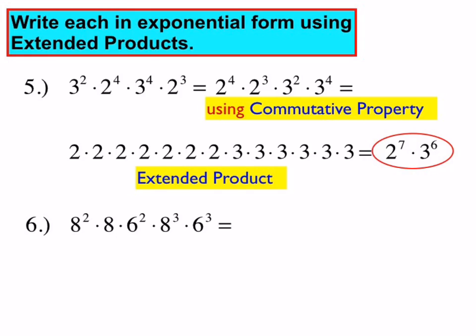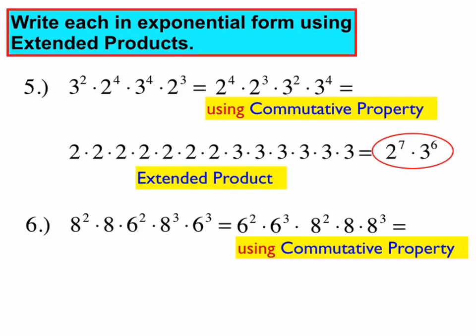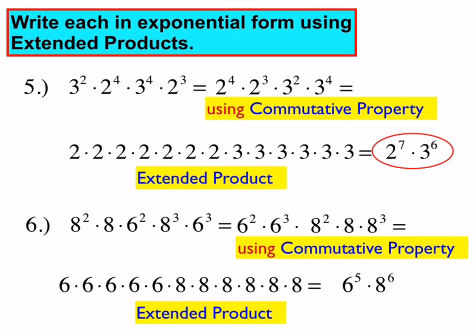Number 6, the first thing I'm going to do is use the commutative property to group like bases together. Extend the product. I can see that I have 5 6's and 6 8's. Therefore, it should be 6 to the 5th times 8 to the 6th. Notice in both of these, once again, I have the bases in order numerically. I have 6 as a base before 8. I have 2 as a base before 3. Let's make sure that we are writing these things correctly.